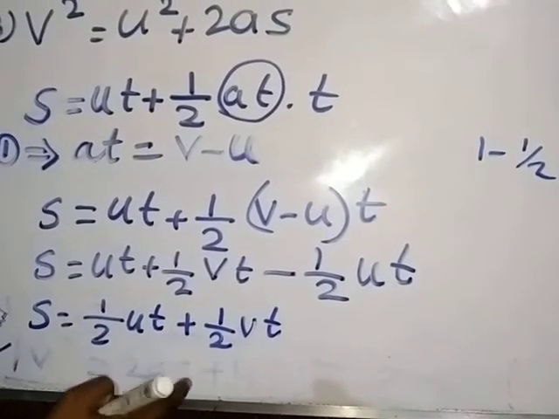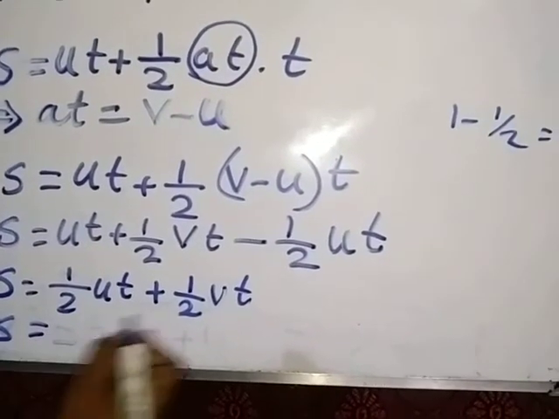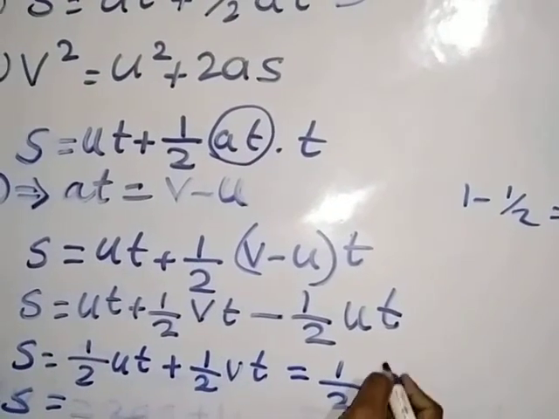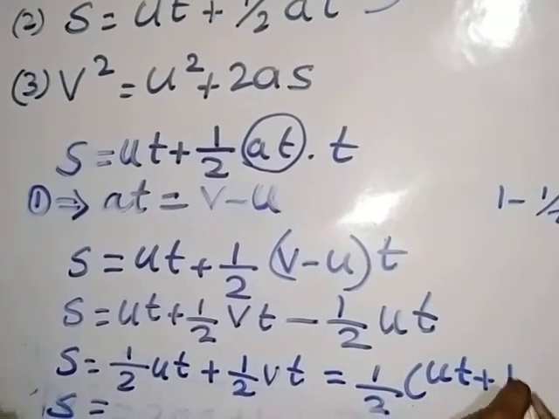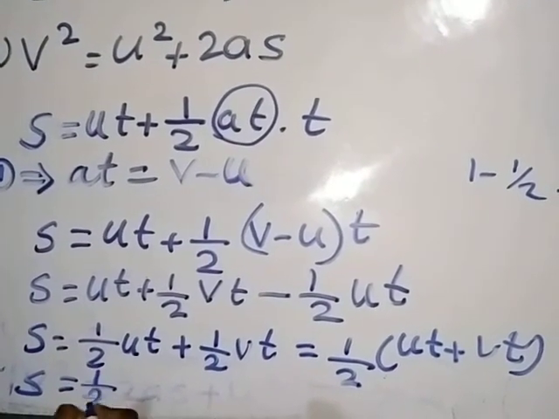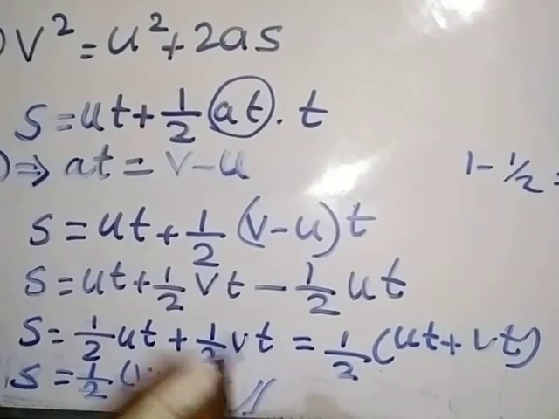1 by 2 is common for both. So we can write s equals 1 by 2 into ut plus vt. Otherwise, we can write this as 1 by 2 into u plus v into t. That's all, students. Thank you.